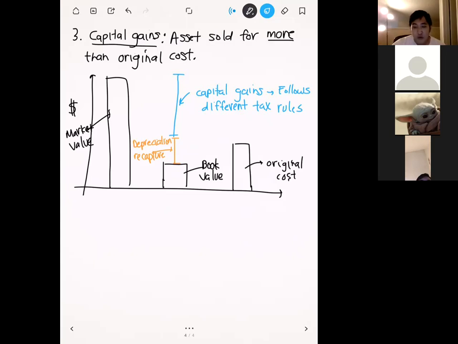Would capital gains sort of relate to scalpers? Oh, absolutely, yeah. Scalpers thrive on this stuff. Scalpers will buy stuff at the original cost and then try to resell it for much higher than they bought it for. Yeah, scalpers make life difficult for the regular consumer, I'll say that. Okay. Any questions on capital gains?